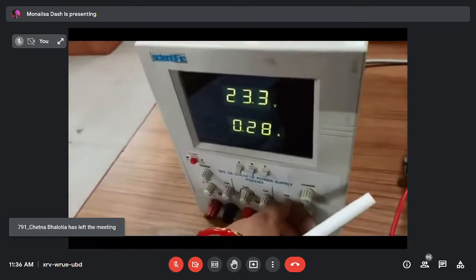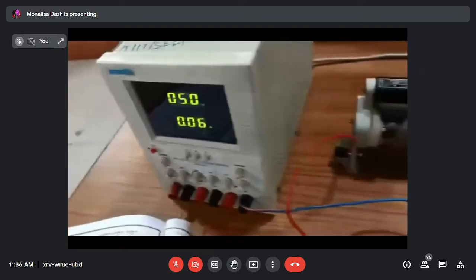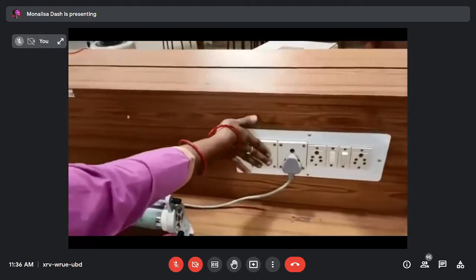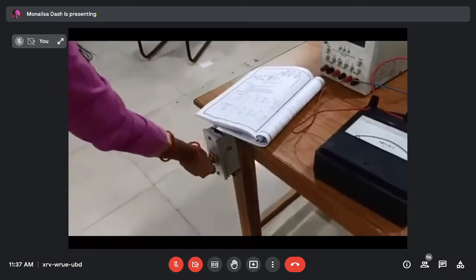Take it at 0 position. Switch off the AC supply. Then switch off the MCB. Thank you.